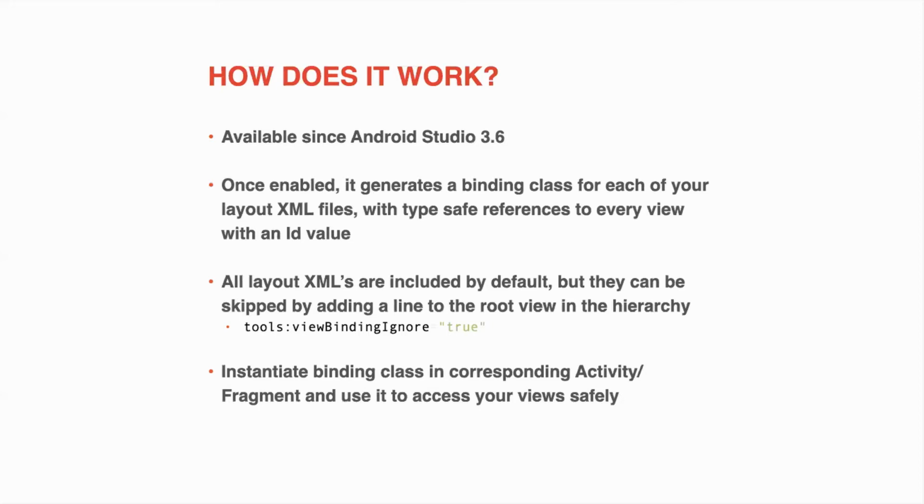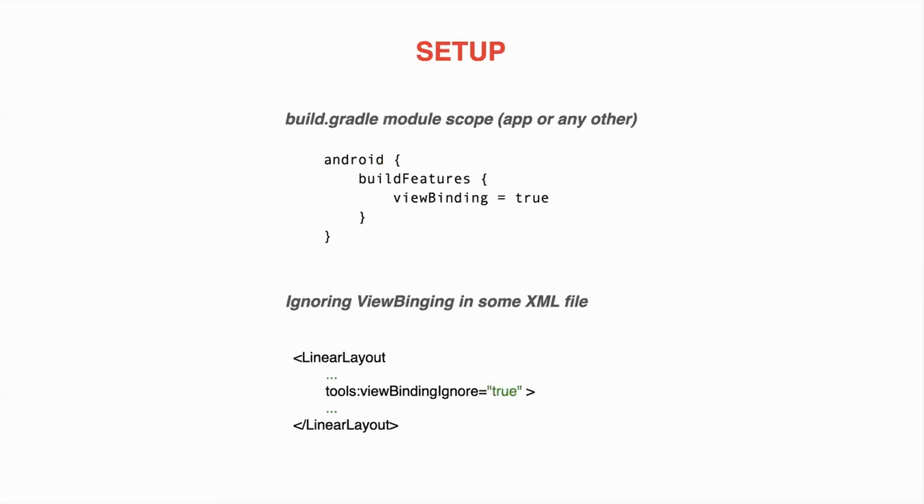Every view with an ID value will be referenced in the class, but the views that don't have an ID will be omitted. If you want to ignore some of the files, you just need to add tools:viewBindingIgnore="true" to the root view of your layout. Once you do that, they're generated dynamically as you type your XML, and you can start using them in your activities and fragments.